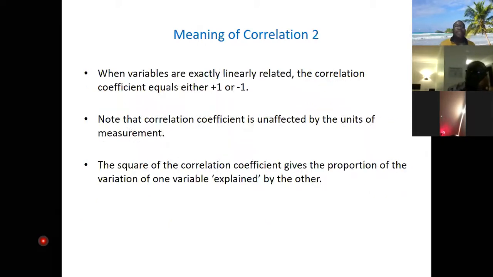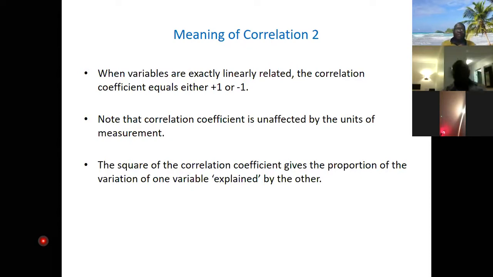Now, you can have a value when the variables are exactly linearly related, the coefficient equals +1 or -1. That is, all the time, as this one increases, this one will increase. As this one increases, this one will decrease by that amount. That shows that they are perfectly linearly related. That is, if you try to plot it, you will see it on a straight line. If it's always like that, all the points will be on the straight line. That is perfect. You're going to see the example.